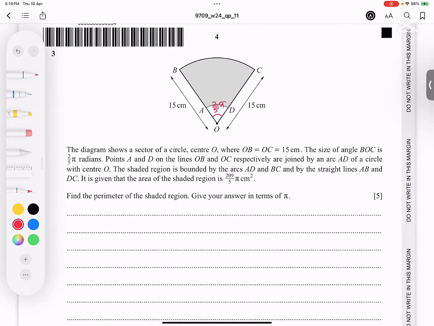And point AD lies there, you can see, and the points are joined by an arc AD. You can use these two arcs, one arc here and one arc here. The shaded area is between the two arcs, very clear. And the area of the shaded part is given.